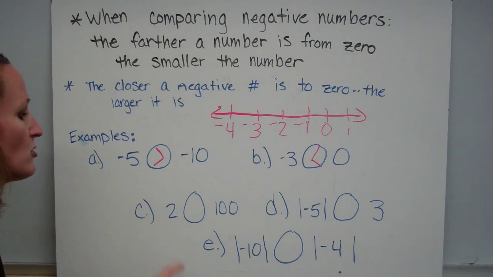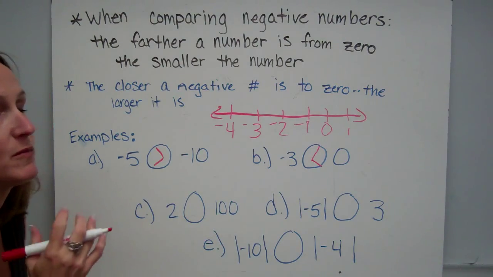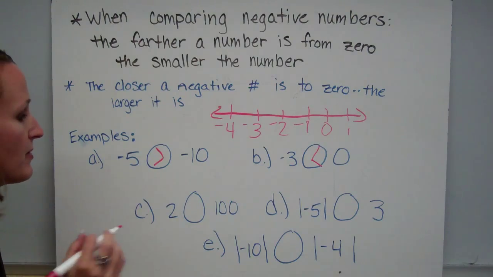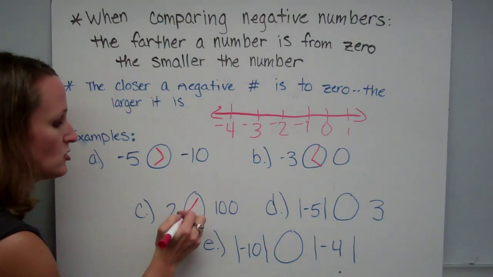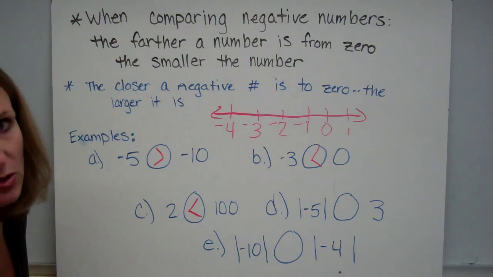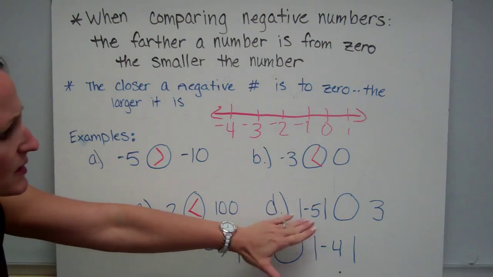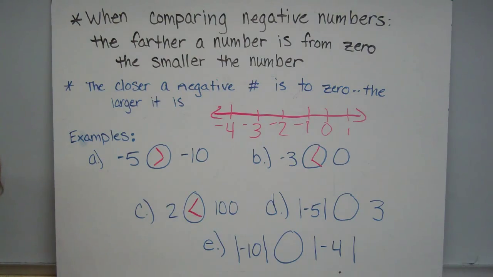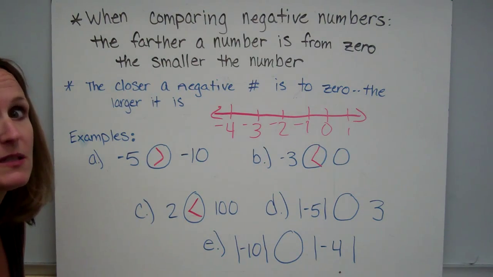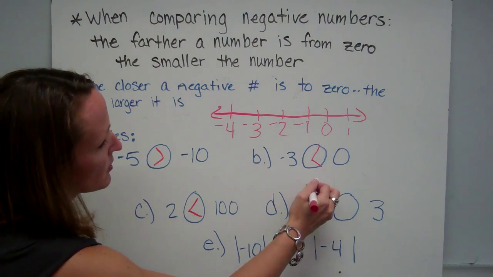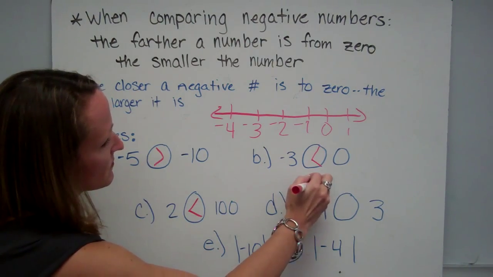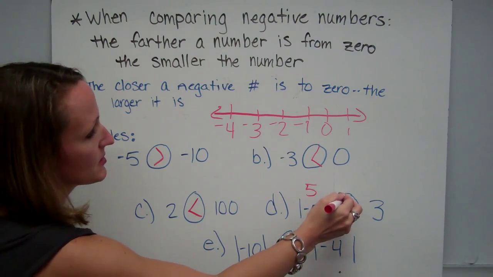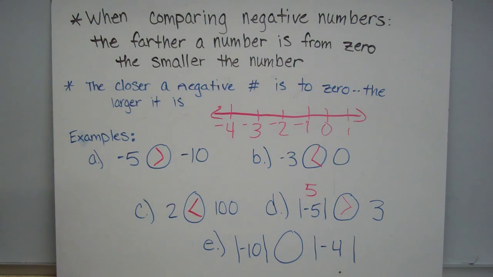Here's two positive numbers. We have 2 and 100. Remember, when the numbers are positive, the farther it is from 0, the bigger it is. So 100 would be your greater number. Look at this one. We have the absolute value of 5 and 3. Remember, absolute value is always positive. So here, the absolute value of 5 is actually just 5. So you're comparing 5 and 3, the absolute value of 5, it's greater.